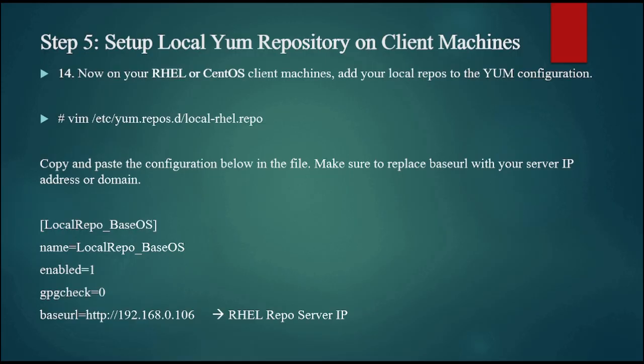For the client machine, what we need to do is first go to the repos.d directory with the help of /etc/yum.repos.d, or we can directly create a local repo file in that directory with the help of the vim command: vim /etc/yum.repos.d/local-rhel.repo. Once we open that file, we can add the parameters for BaseOS and AppStream.